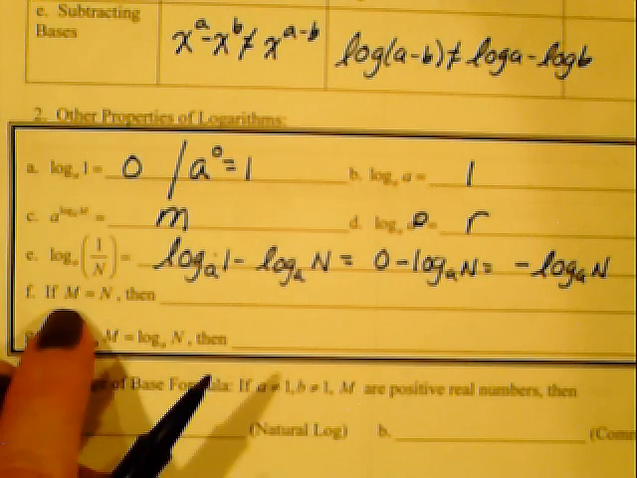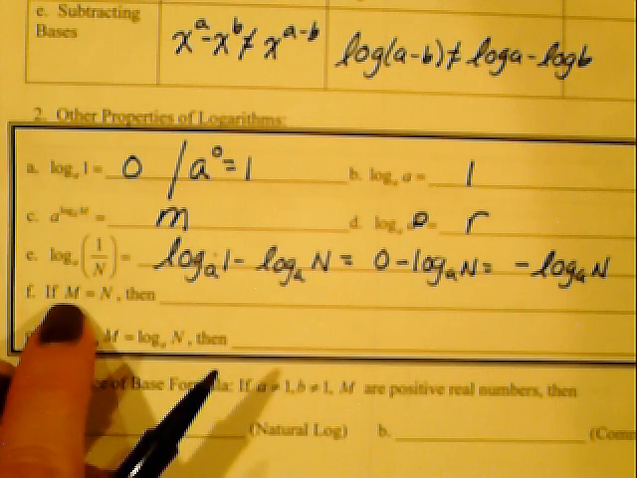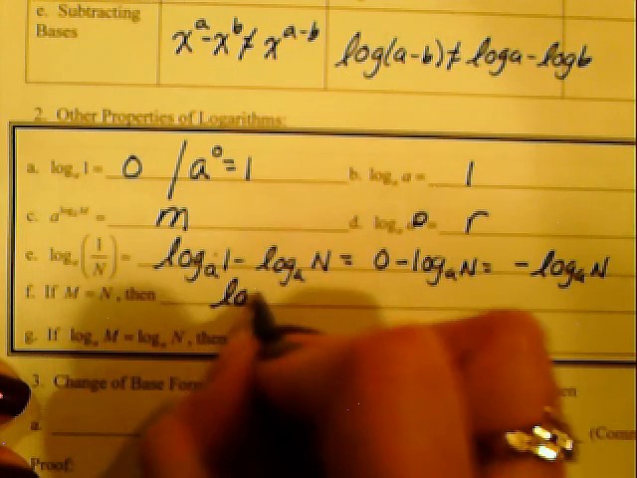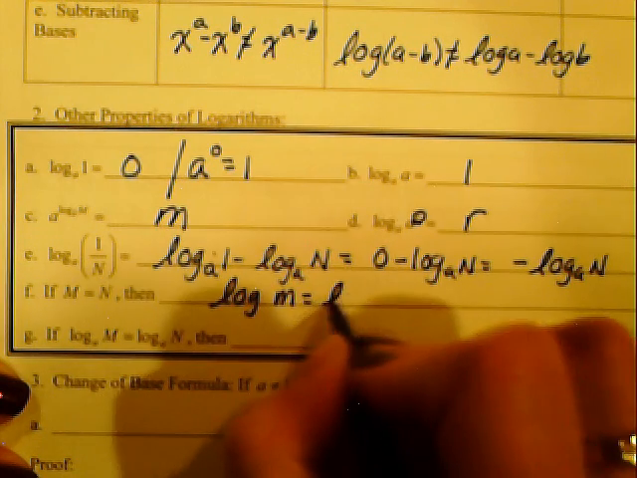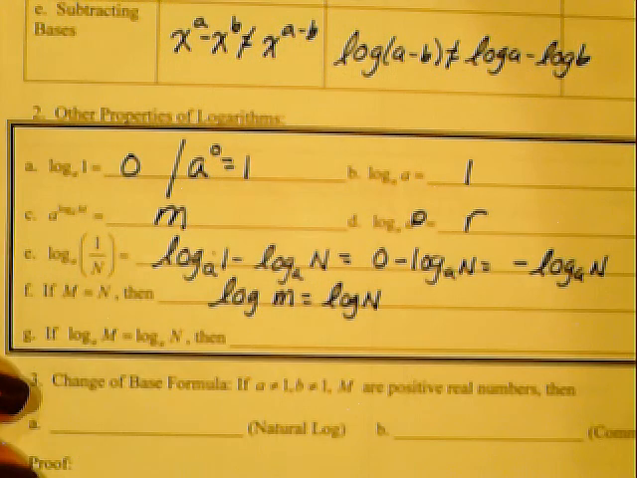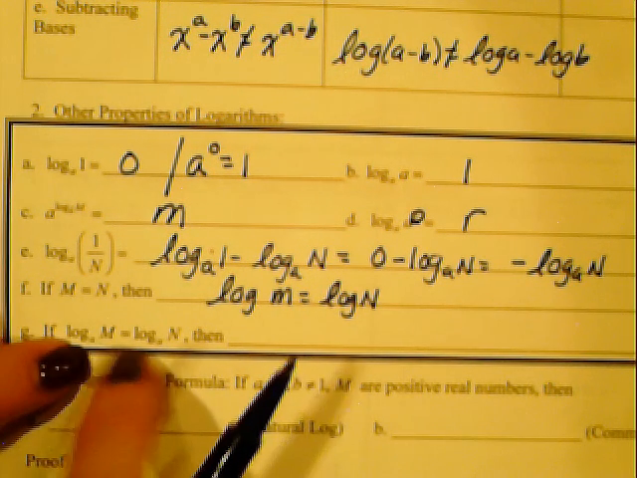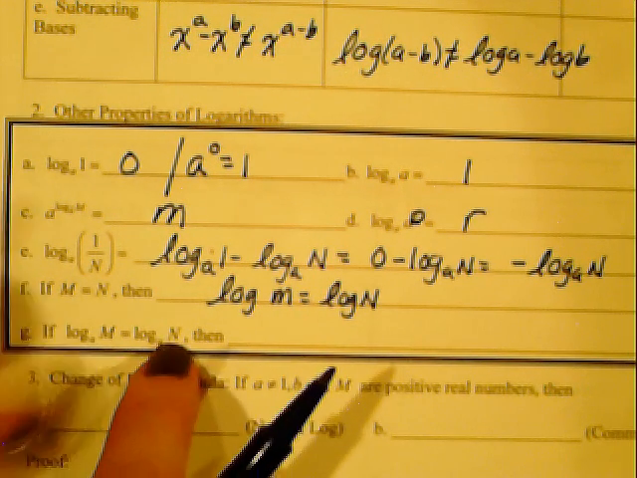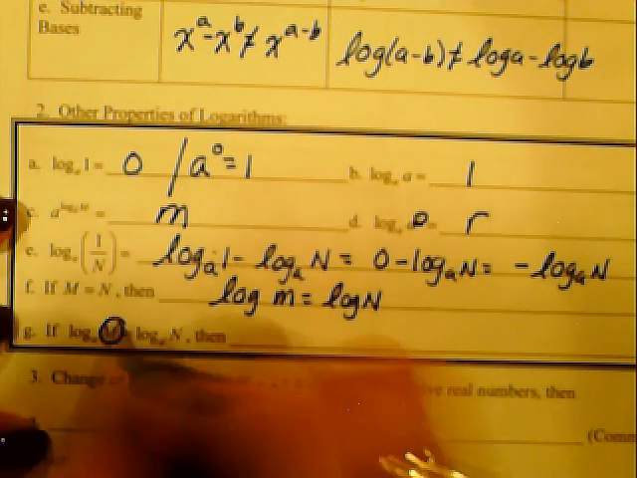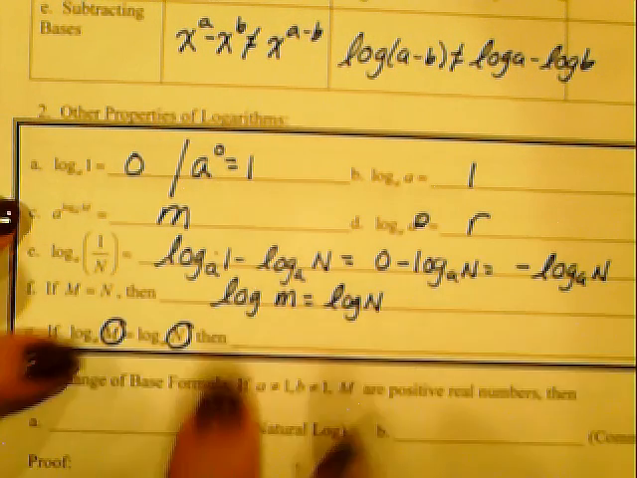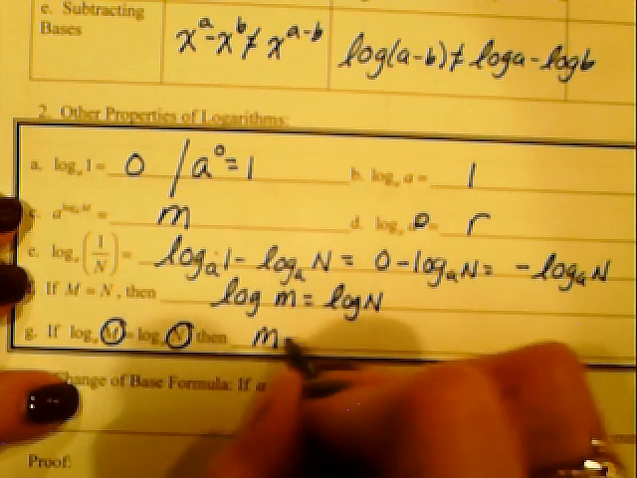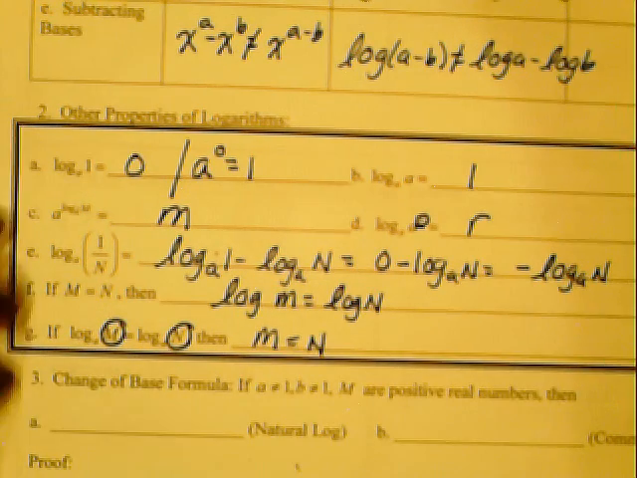If you have an equation where m is equal to n, you can take the log of both sides of the equation. So log of m is equal to log of n. Again, if you have an equation where you have log base a of m equal to log base a of n, then for this equation to be true, what's inside the logs also has to be equal, so m is equal to n.